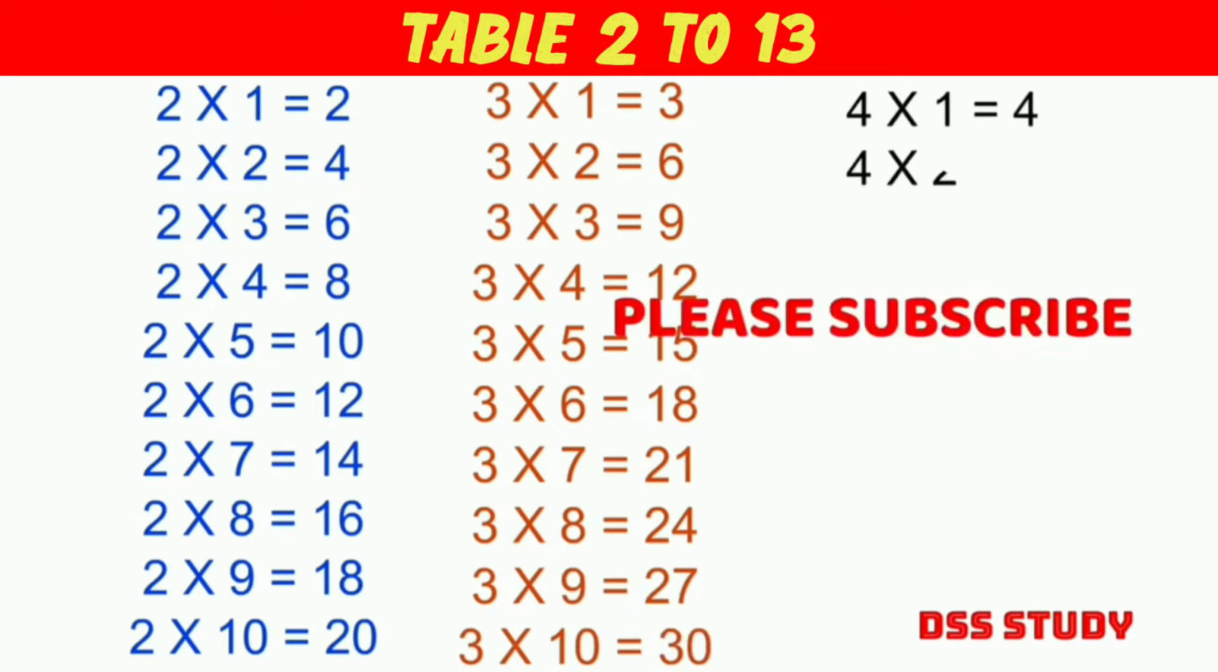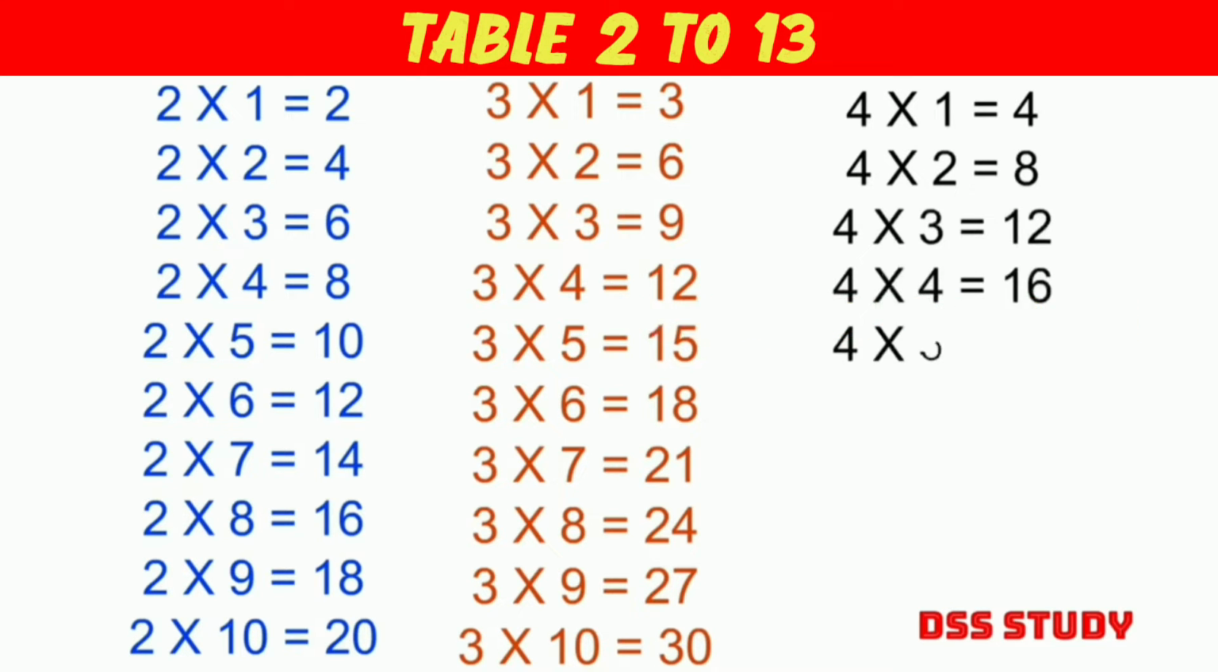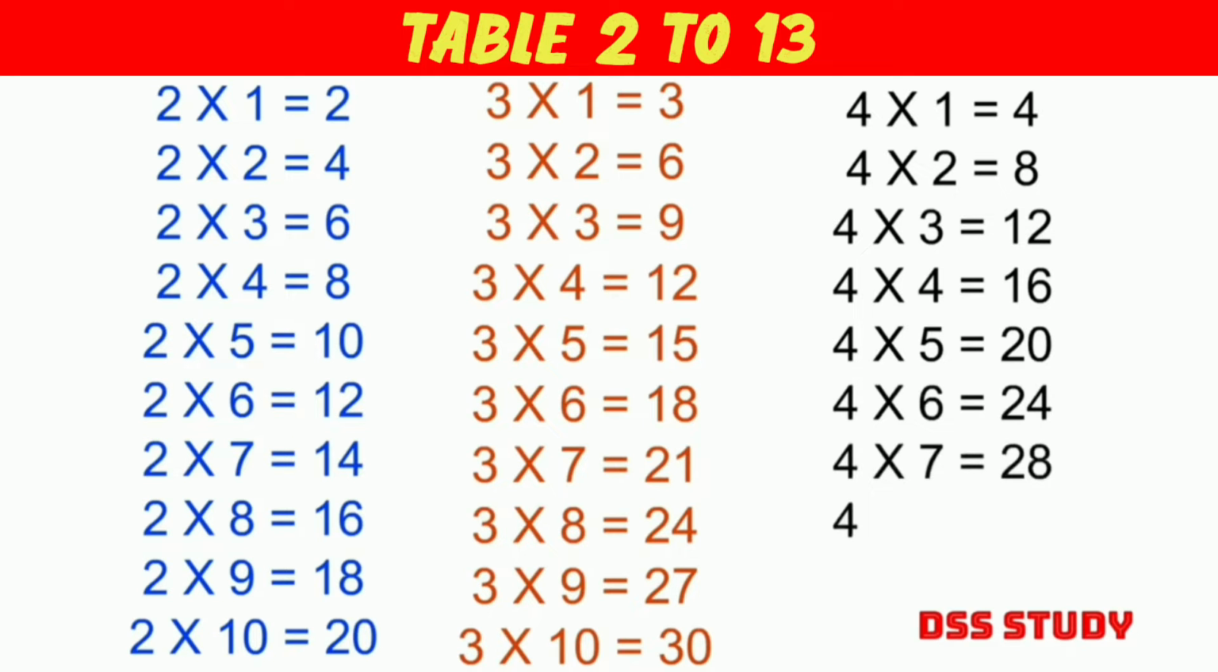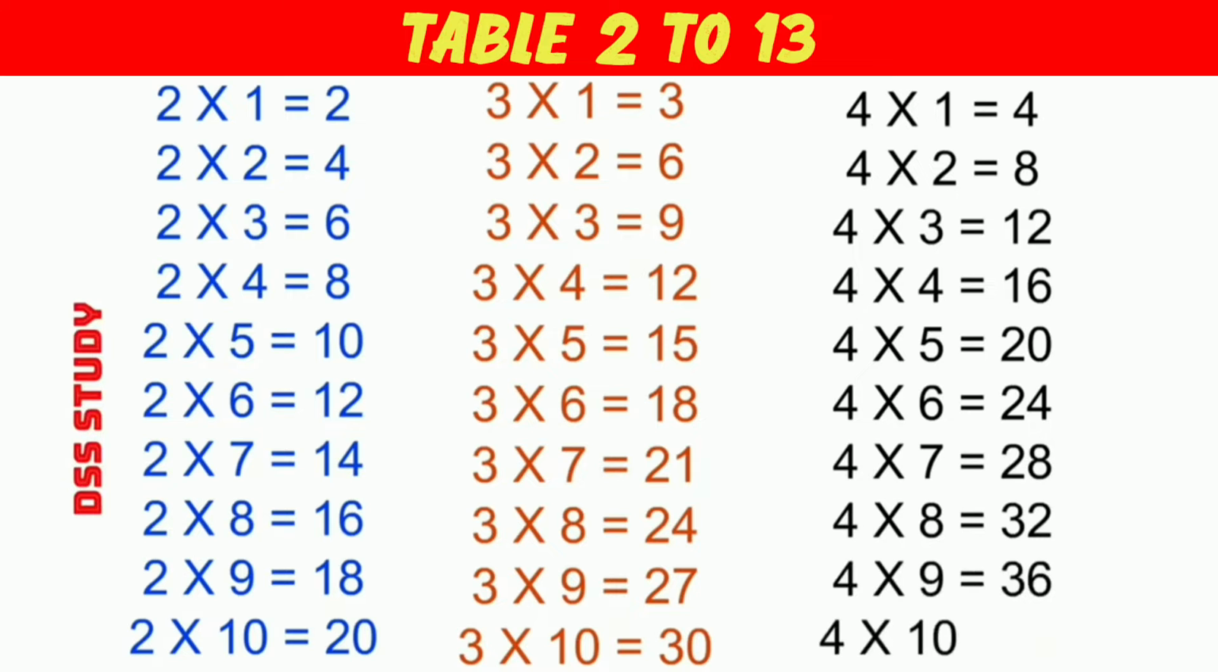4 1 is 4, 4 2 is 8, 4 3 is 12, 4 4 is 16, 4 5 is 20, 4 6 is 24, 4 7 is 28, 4 8 is 32, 4 9 is 36, 4 10 is 40.